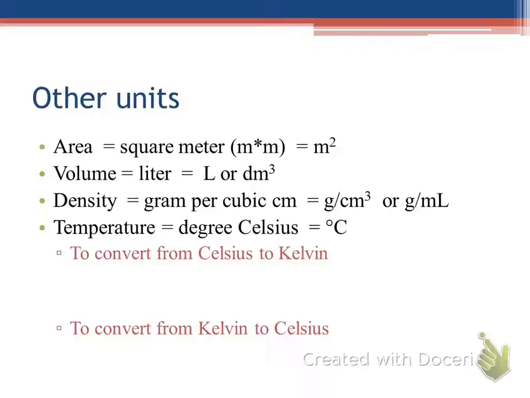If I want to go from Celsius to Kelvin, all I do is add 273. That's because 0 degrees Celsius is equal to 273 Kelvin. Is it degrees Kelvin, or just Kelvin? Just Kelvin. So if I want to go from Kelvin to Celsius, what would I probably do? I'm going to subtract 273.